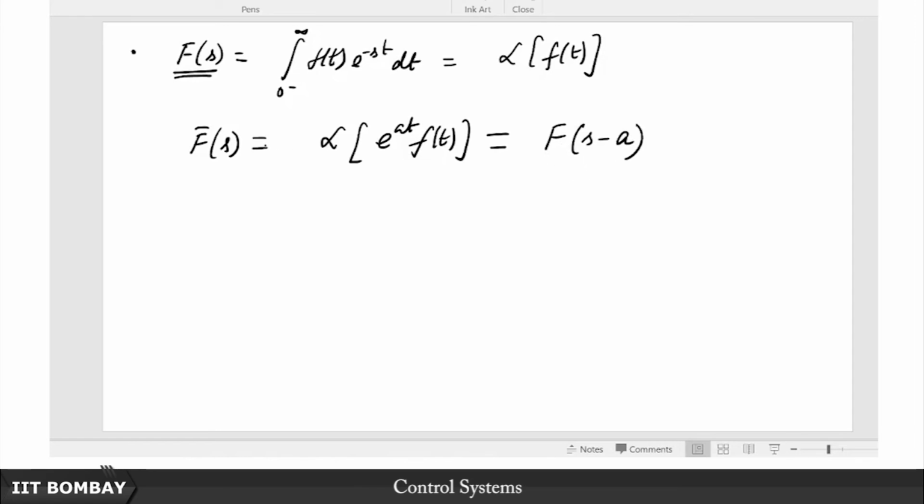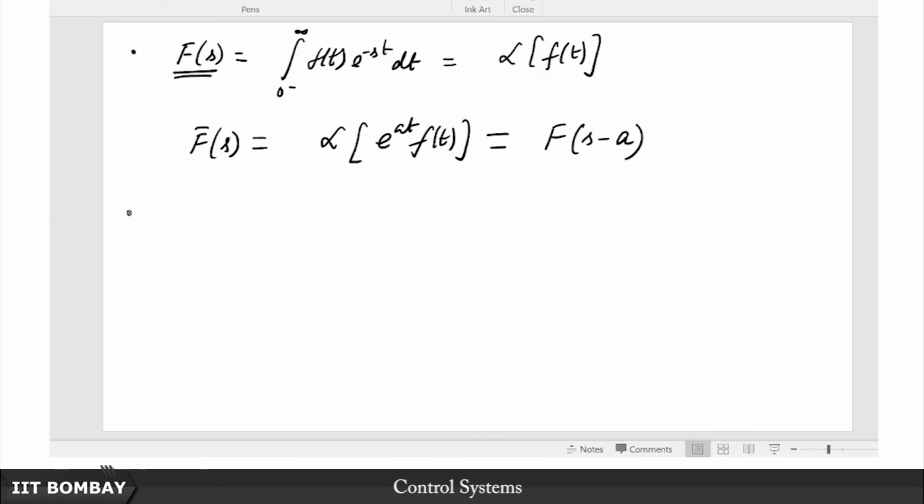How do you prove this? Very simple, just apply this here. Just plug in f(t) times e^(at), and then you absorb the a with this s. So you will have e^(-(s-a)t). And that is all there is to it. It is very straightforward, so it is a simple exercise for you to check.